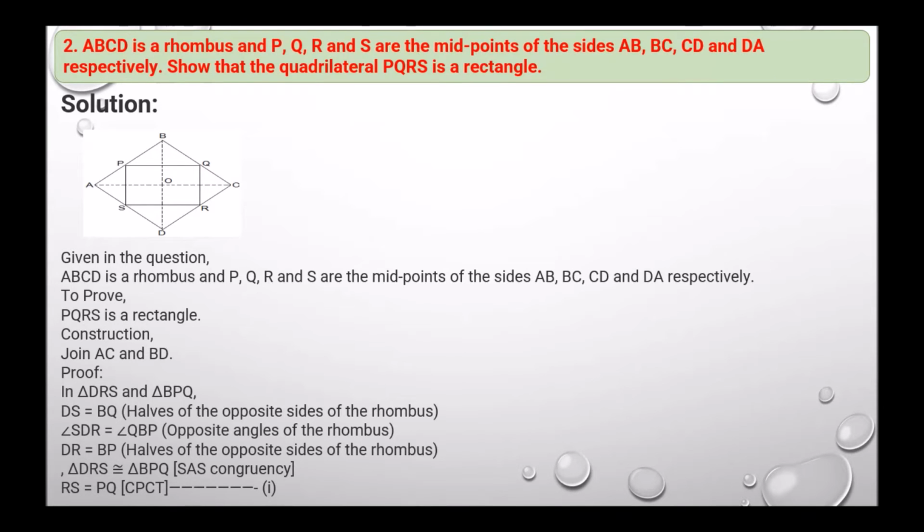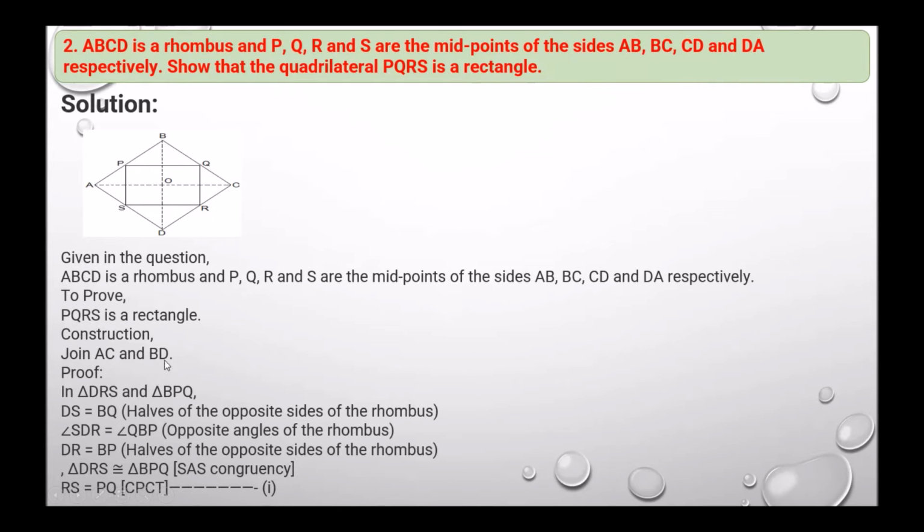Next, the second question: ABCD is a rhombus and P, Q, R and S are the midpoints of sides AB, BC, CD and DA respectively. Show that the quadrilateral PQRS is a rectangle. Given in the question, ABCD is a rhombus and P, Q, R and S are the midpoints of the sides AB, BC, CD and DA respectively. To prove PQRS is a rectangle, construction: join AC and BD.